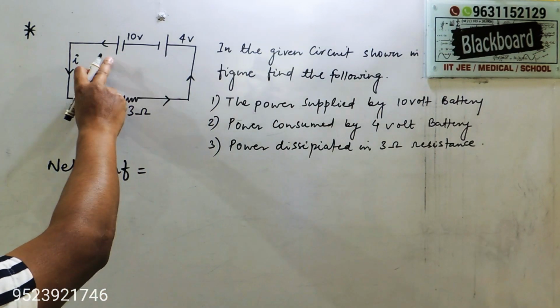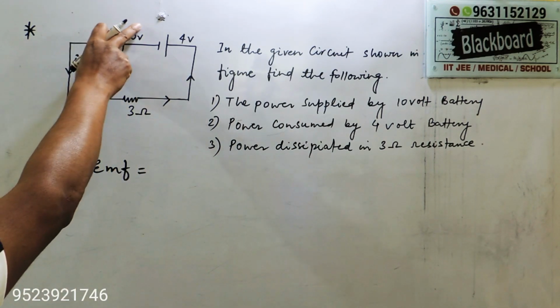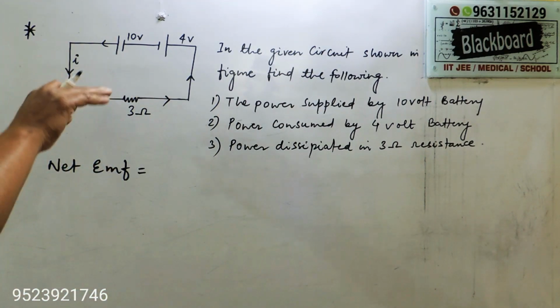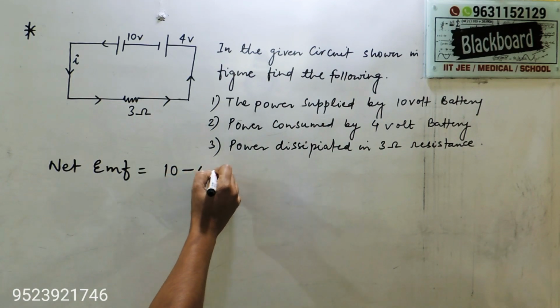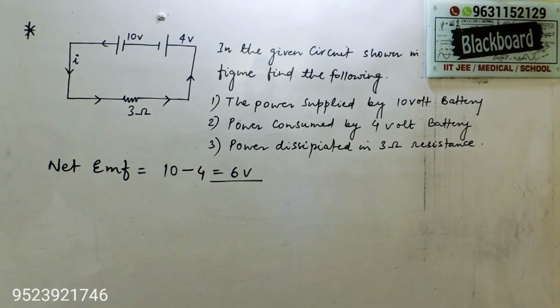Here the 10 volt and 4 volt batteries are in opposite direction. This is higher potential, lower potential, higher potential, lower potential. Both are not in the same direction, so you have to subtract. 10 minus 4 is equal to 6 volt. 6 volt is the net EMF in this circuit.